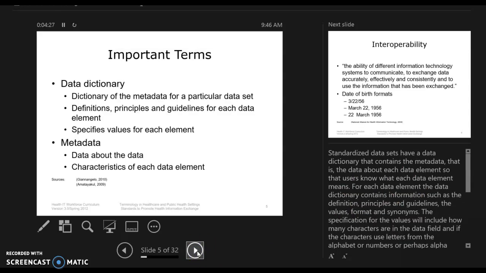Standardized data sets have a data dictionary that contains the metadata, otherwise known as data about data, so that users know what each data element means.